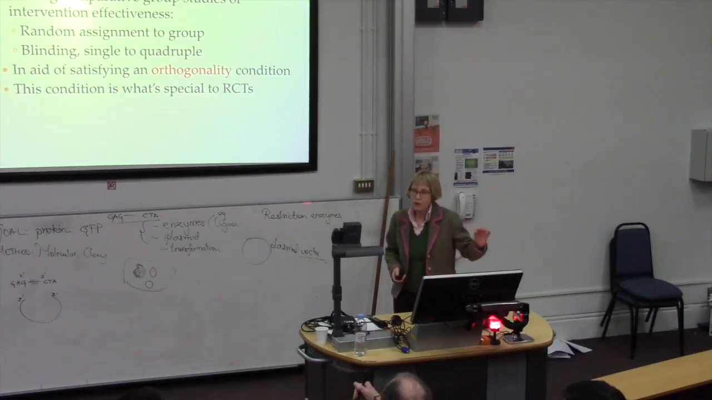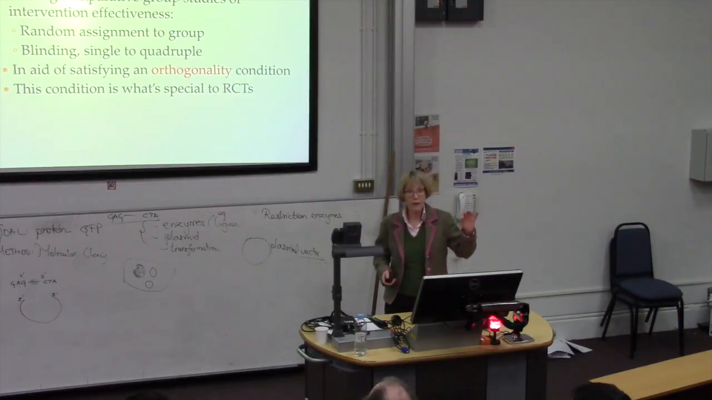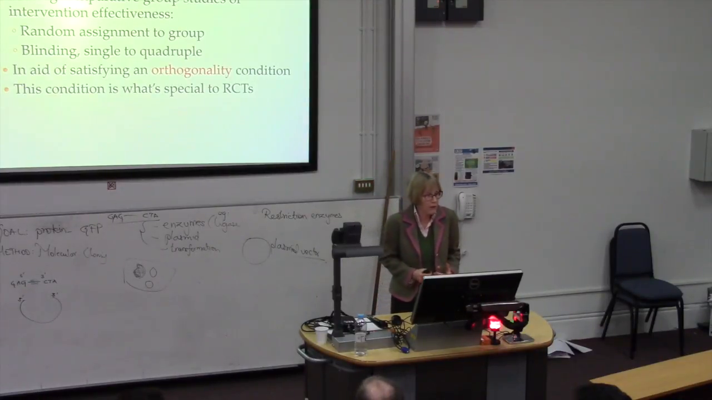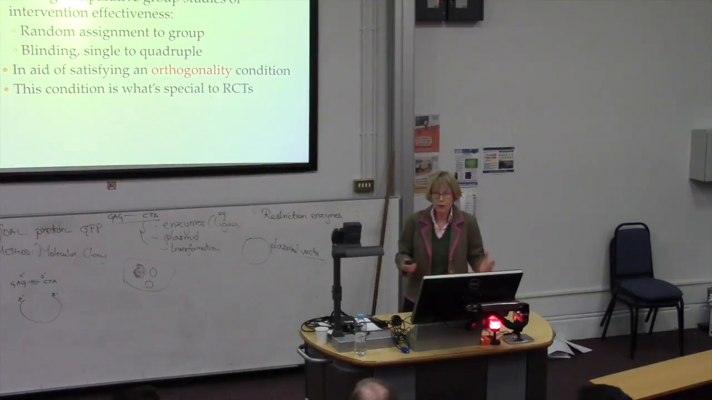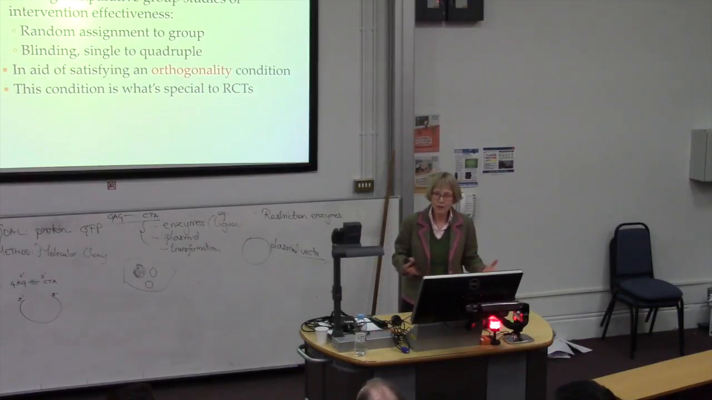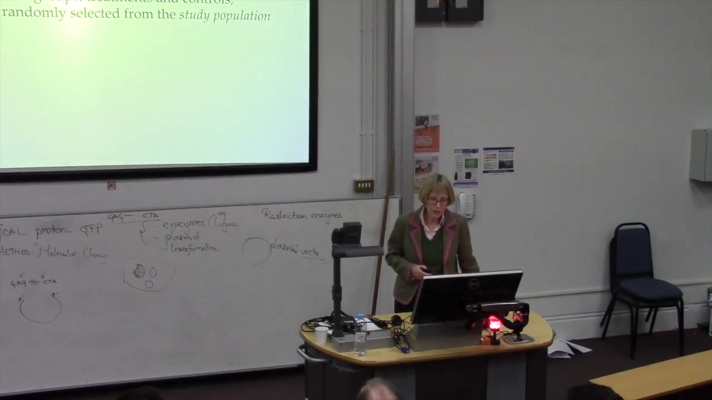It's this orthogonality condition that's so special about RCTs, and it's aiming towards satisfying the orthogonality condition that's the rationale for blinding and for random assignment. Otherwise, you don't have much rationale for random assignment and blinding. So obviously, you're going to think that orthogonality has got something to do with balance. It actually doesn't. So, what's orthogonality and what's it good for? What are RCTs good for?